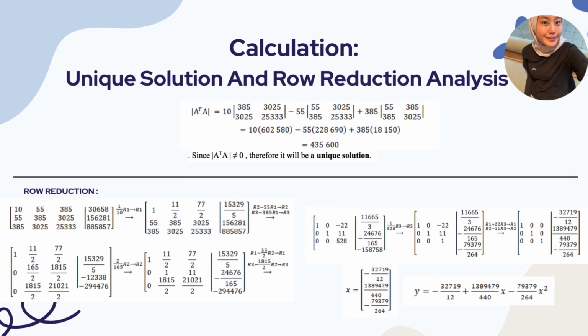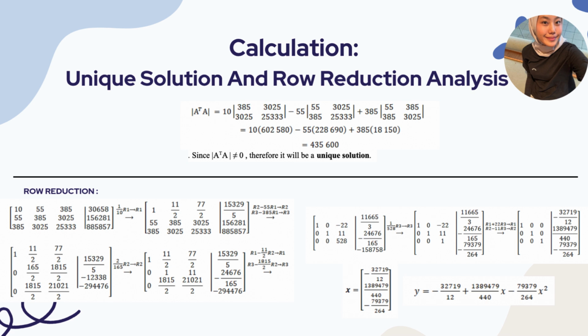Next, we check whether the system has a unique solution by calculating the determinant of A transpose A. Since the determinant value obtained is 435600 and it is not equal to 0, it means the matrix is invertible and the system has a unique solution. After that, we use row reduction or elementary row operations to solve the augmented matrix and find the values of the coefficients a, b, and c.